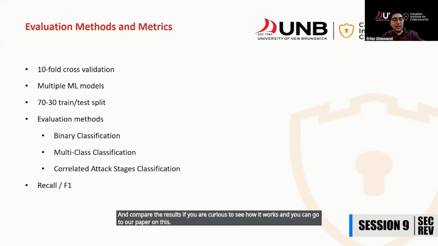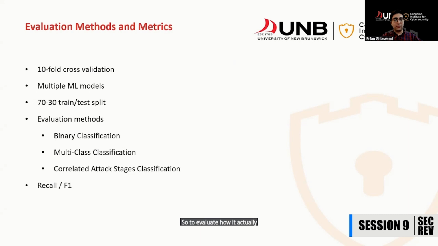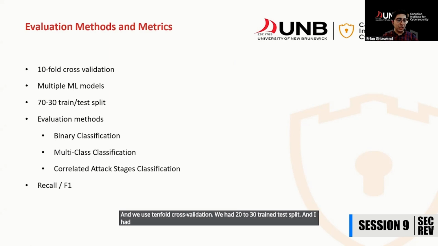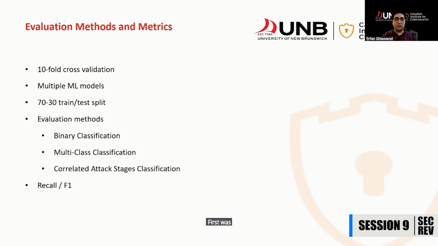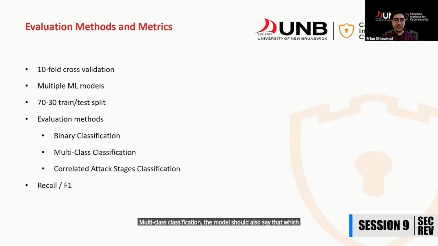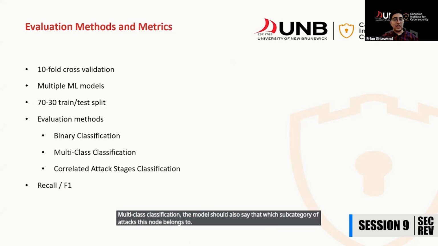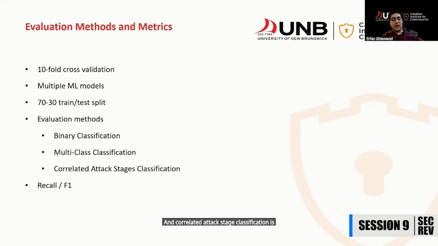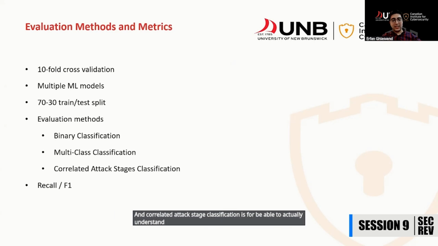So to evaluate how the node2vec method actually works, we used multiple machine learning models, and we used tenfold cross validation. We had a 70 to 30 train-test split, and I had 3 different evaluation methods. First was binary classification, basically saying whether this node is attack or benign. Multi-class classification, where the model should also say which subcategory of attacks this node belongs to. And correlated attack stage classification is to understand what stage of attack this node belongs to. And the important evaluation metrics for us here are recall and F1 score.